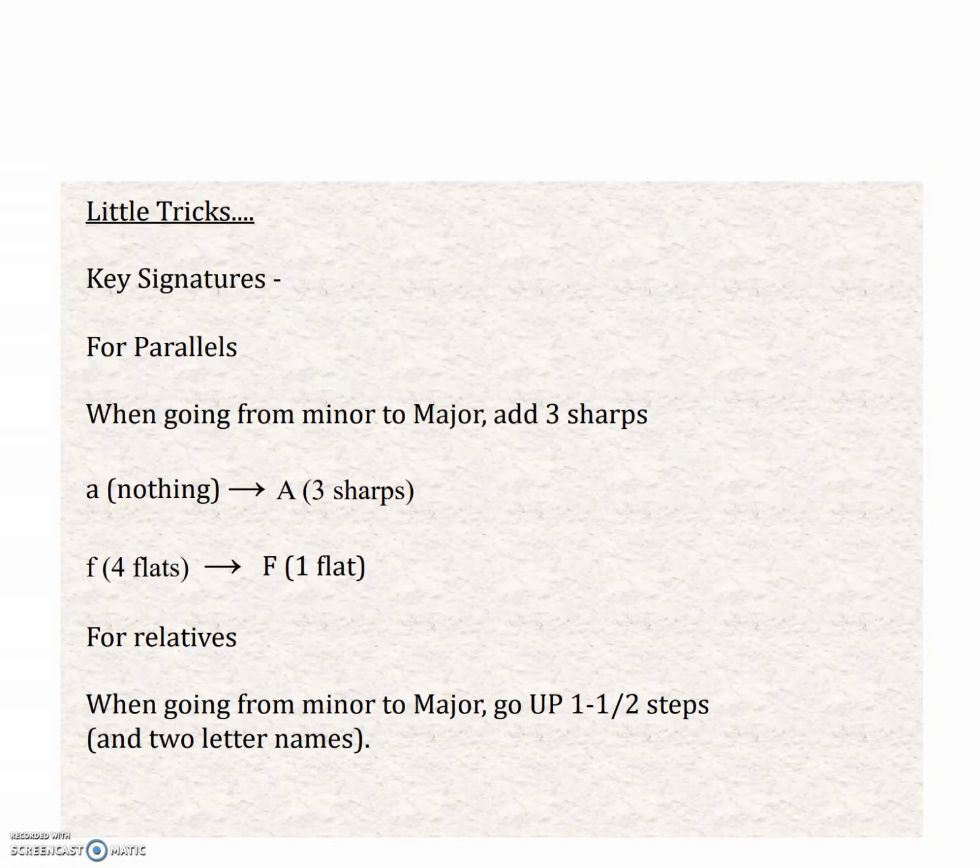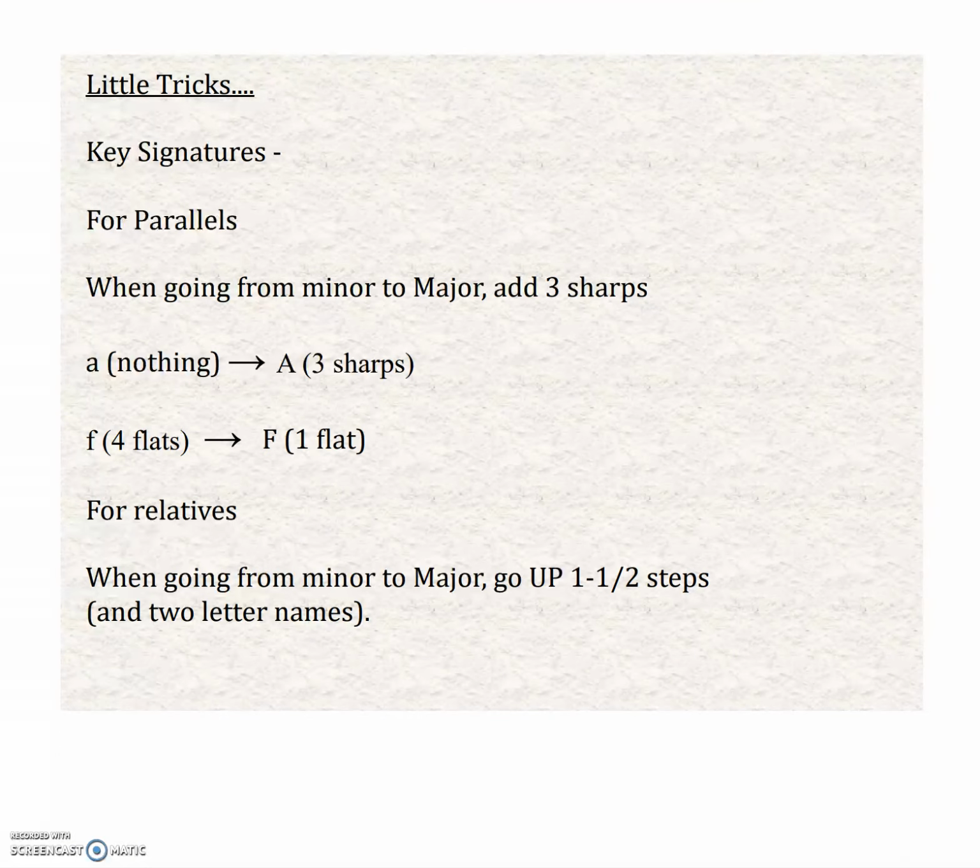So let's talk about little tricks, though I think the best trick is just knowing your key signatures. Little tricks for parallels. If you're going to go from a minor to a major, add 3 sharps. So think about it this way. A minor has nothing, A major has 3 sharps. F minor has 4 flats. If you take away 3 of those, if you negate them with the sharps, F major has 1 flat.